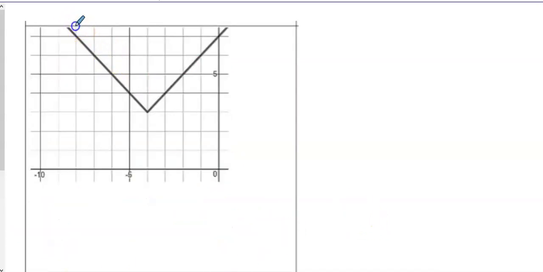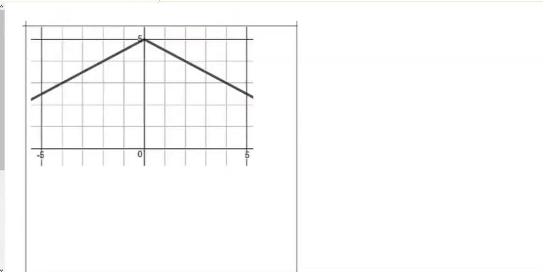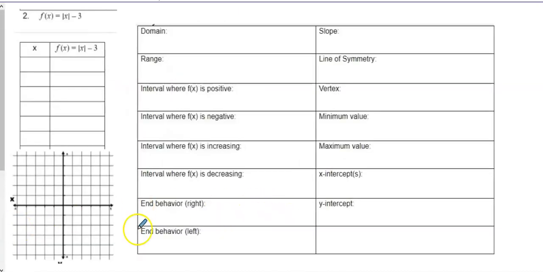So I want you to try the last two on this page, and I'm going to just show you what tomorrow's activity is going to look like. You'll see an equation, you'll see a graph here, and then you'll see all these key features. I'm just going to go through them really quickly, hopefully in a couple minutes, and show you what you're going to be doing tomorrow.